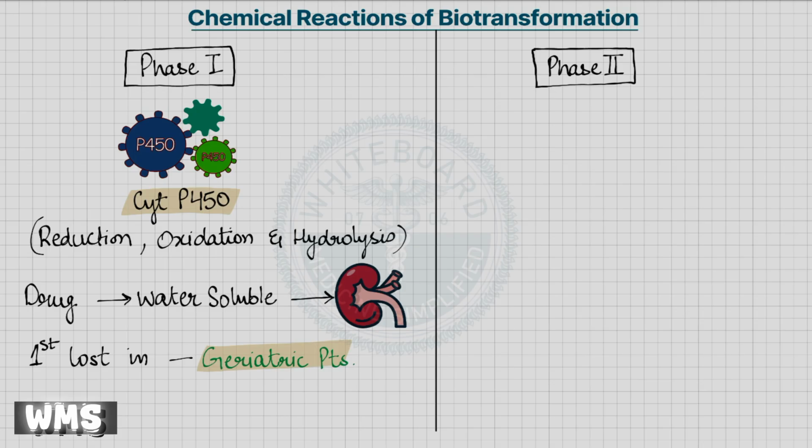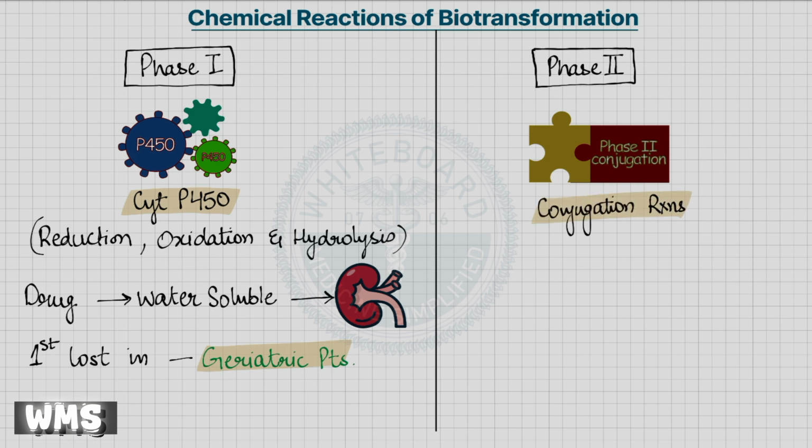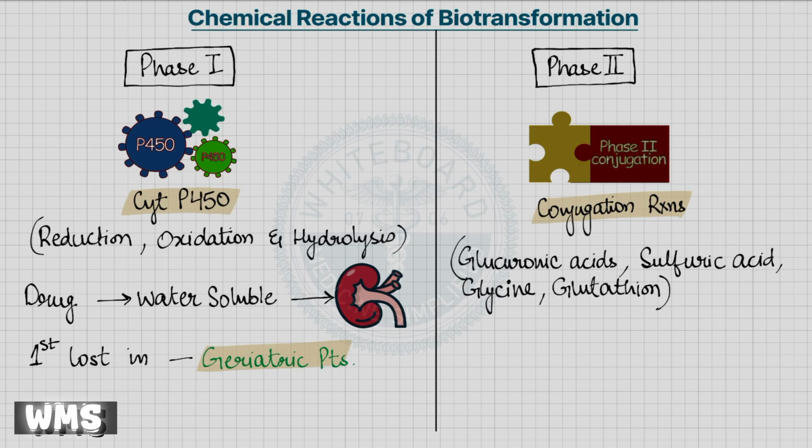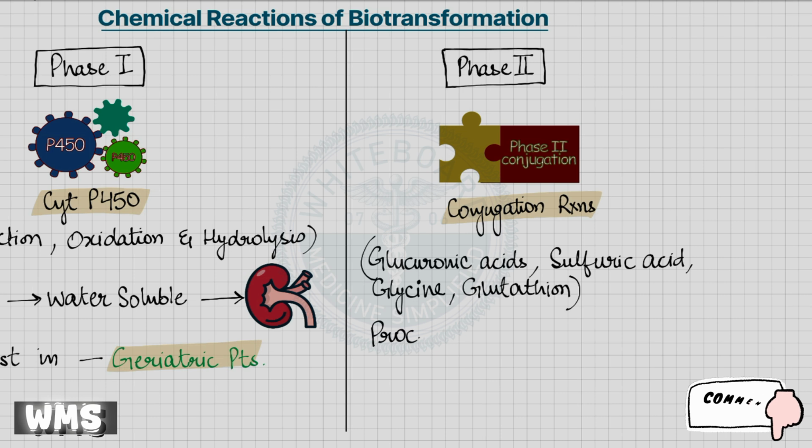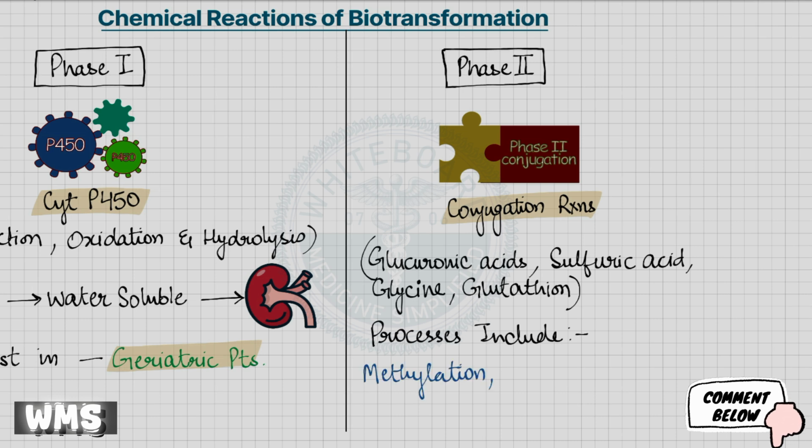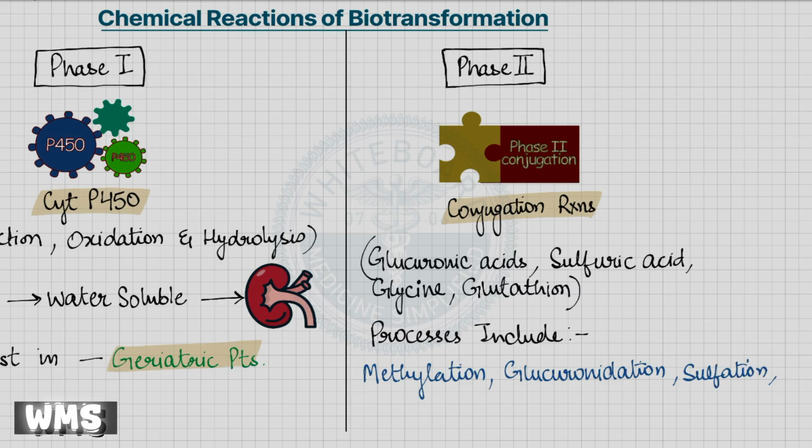Now, let us move to Phase 2 reactions, which are also called conjugation reactions. In these reactions, the body attaches endogenous water-soluble substances such as glucuronic acid, sulfuric acid, glycine, or glutathione to the drug or to its Phase 1 metabolite. As a result, a highly polar conjugate is formed. These conjugates are usually pharmacologically inactive and are readily excreted by the kidneys. Phase 2 reactions include several conjugation processes such as methylation, glucuronidation, sulfation, acetylation, and glutathione conjugation.